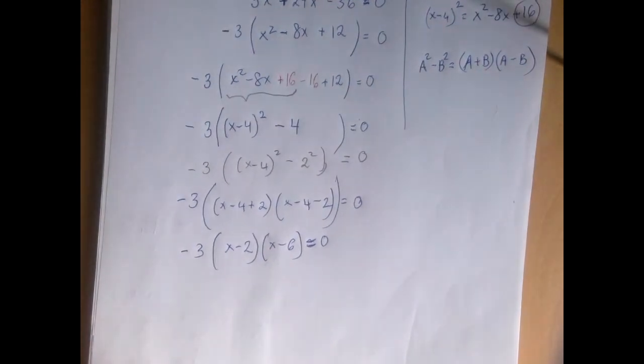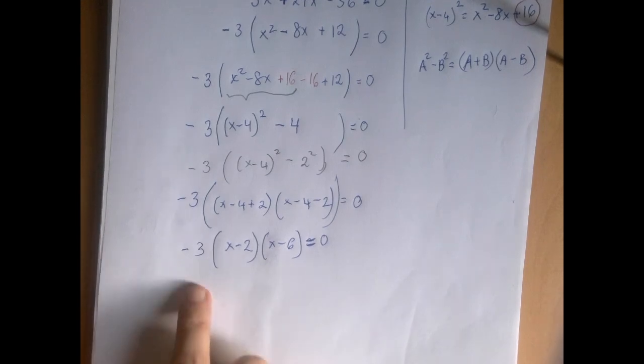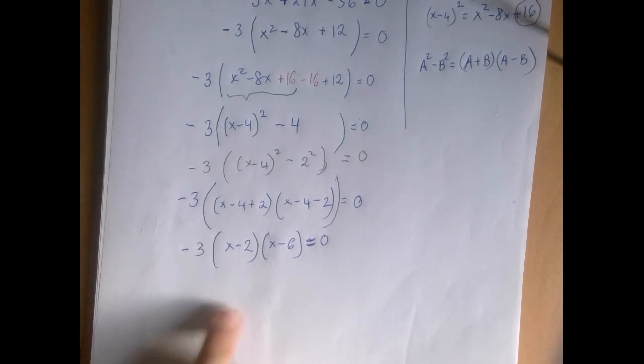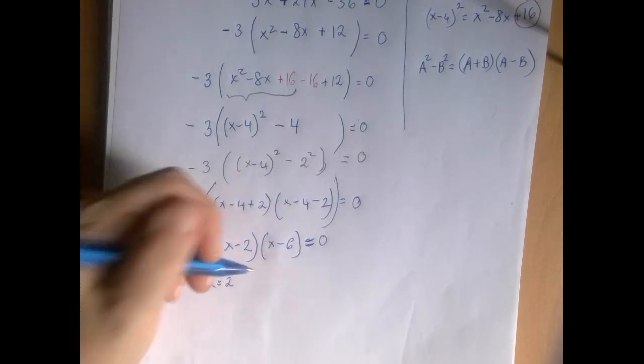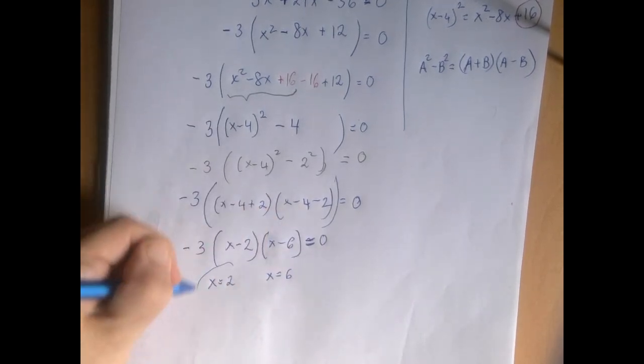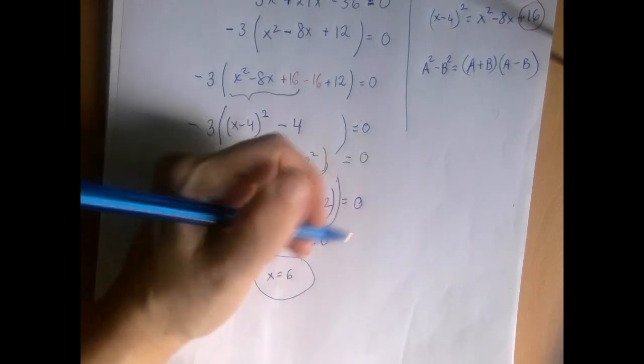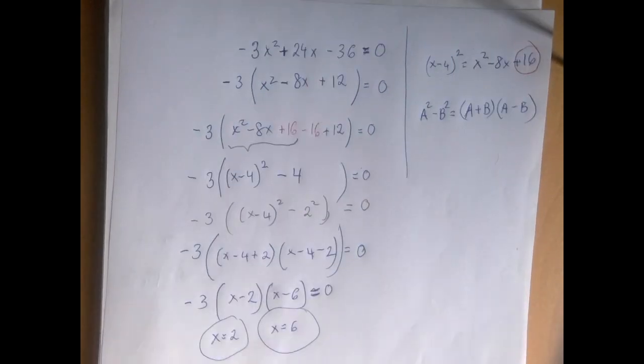Now we're going to apply the zero product rule. -3 is never 0. X minus 2 is sometimes 0 when x is 2. And x minus 6 is also sometimes 0 when x is 6. So we think there are two solutions, 2 and 6. Okay, if we can, we should check. We're going to check with 2, and I'm going to leave checking with 6 to you.